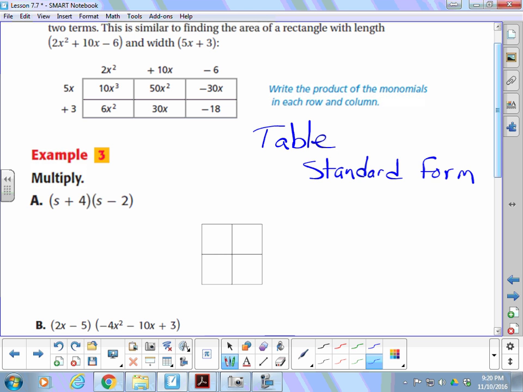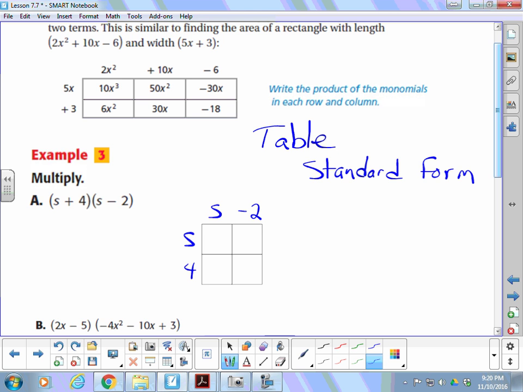And so when we multiply them together, we're going to take the first one, s plus 4, and write the s here and the 4 there. So we're going to make a 2 by 2 table or a box, and we will take each term and they go along either the row or the column. So s will be the first row, 4 will be the second row, and then the other s and the negative 2 will be my column headings. Okay? So we have a column s and a column negative 2.